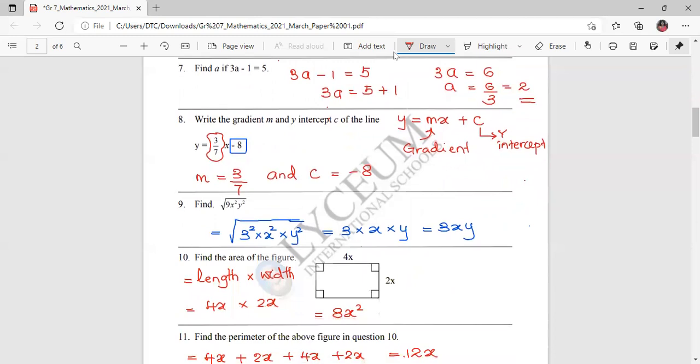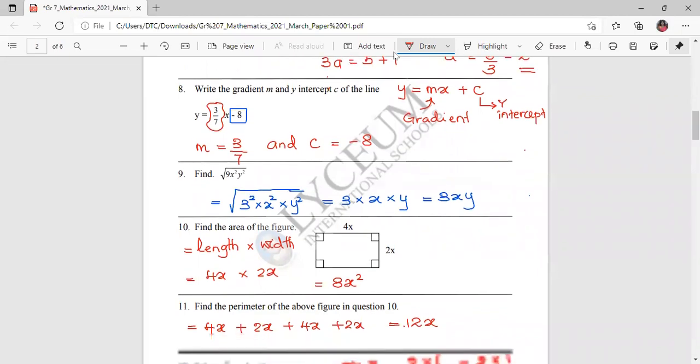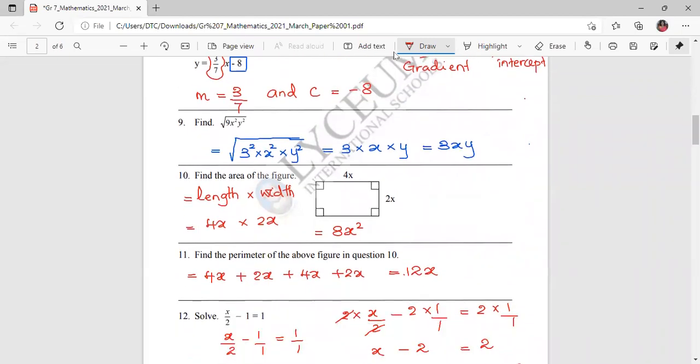And question number 8, you want to find the gradient and the y-intercept. The equation should be y equal mx plus c format, right? If you have received something that is not according to this y equal mx plus c format, children, in the exam, first of all, you want to convert the given equation to the y equal mx plus c format. Then you want to get the m value, or the gradient, and c value, the y-intercept, right? So here the gradient is 3 over 7 and the y-intercept is -8.